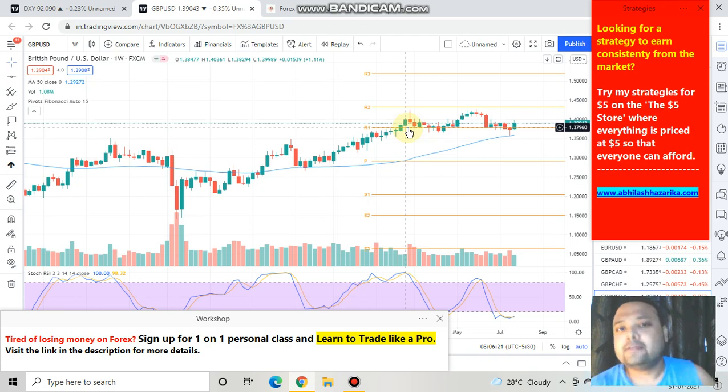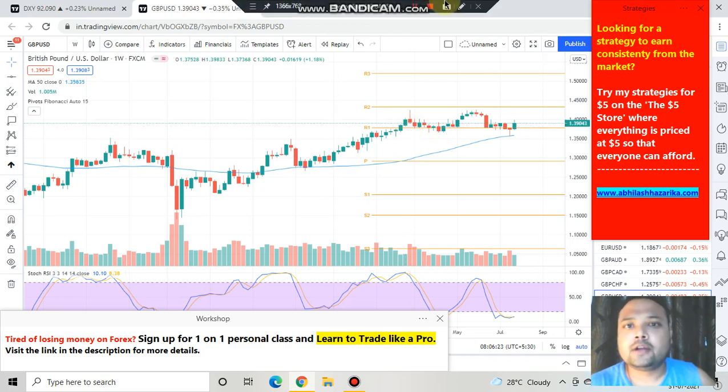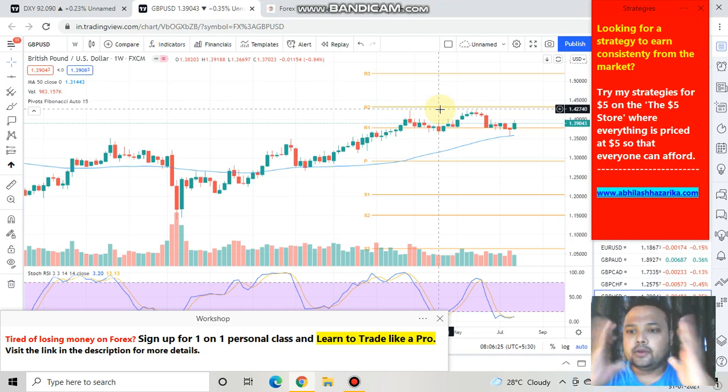Therefore, this level is the most crucial level for the market. If we look at the weekly chart here, one thing we have understood is that in case we see some heavy selling pressure in the future, then this is the level that will provide support to the market. Clear? Okay.